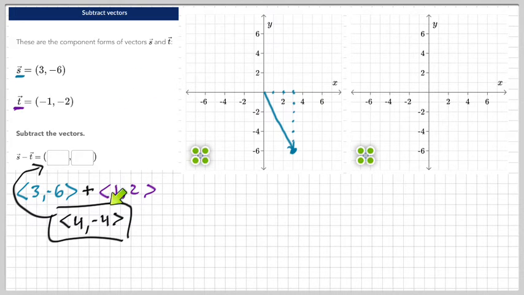Now remember, I'm doing 1, 2. I'm not going negative 1, negative 2 because we were subtracting, so I'm doing the opposite. So let's go right 1, up 2. Right 1, up 2. Is everybody cool? And then our answer? Booyah!